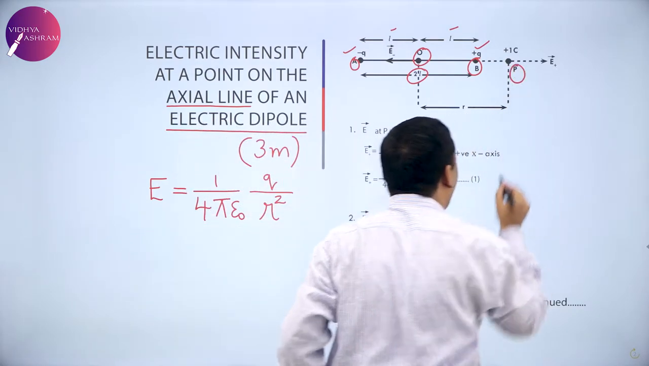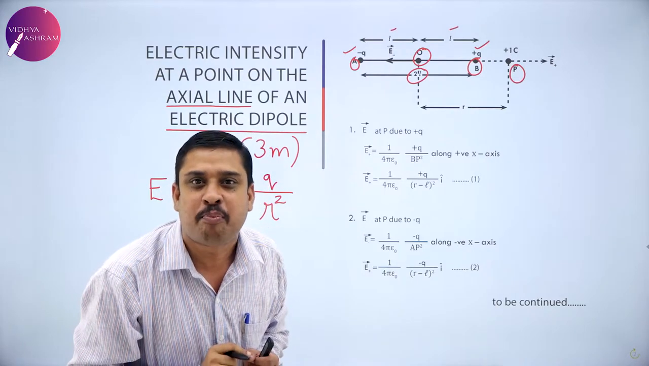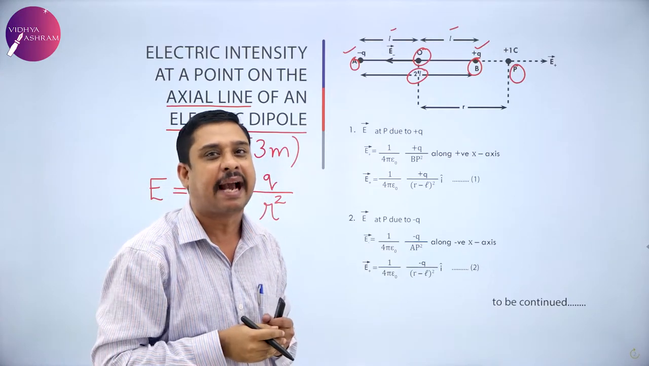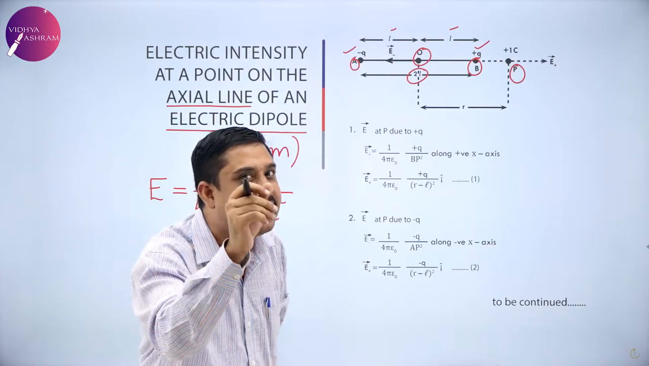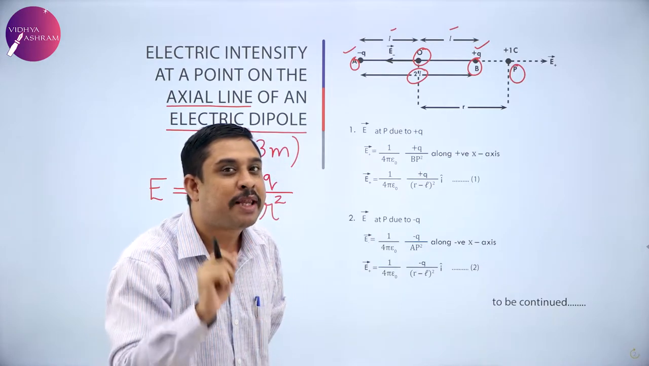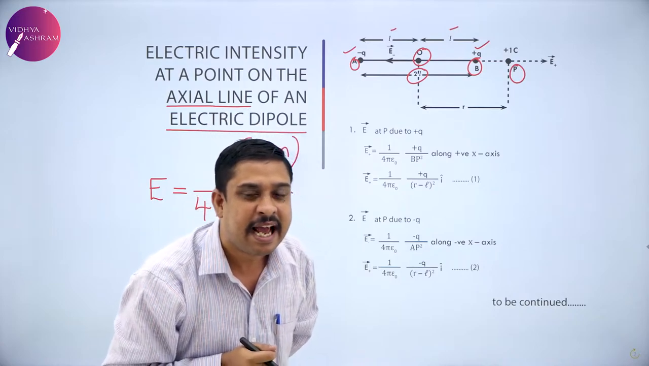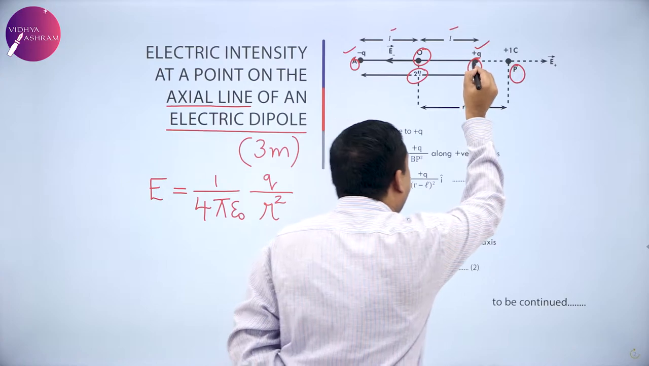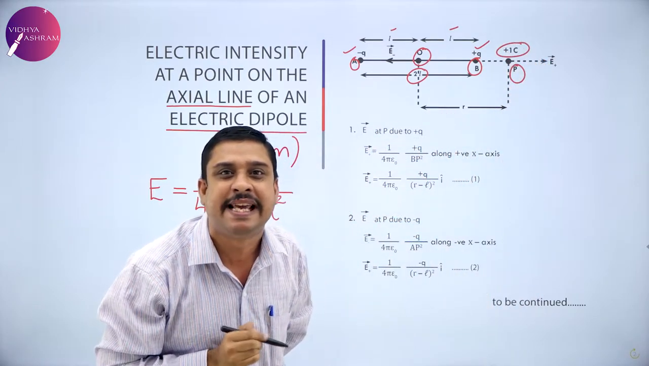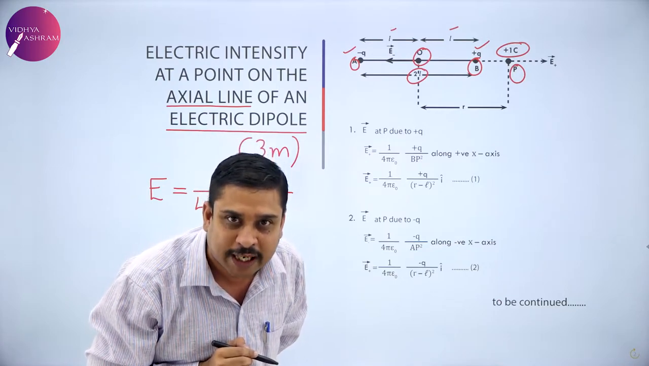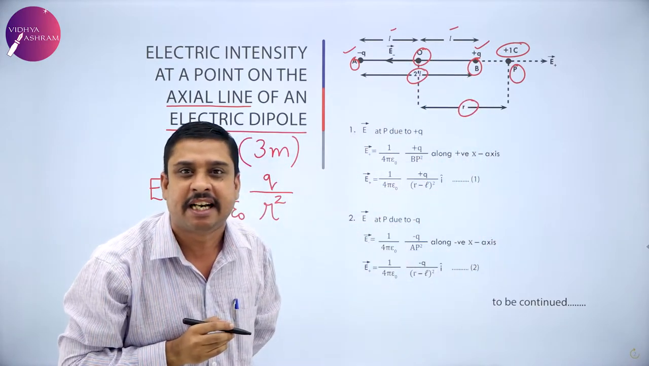Therefore, I consider a point P on the axis of the dipole. P is the axial point. P is a point on the axis. Now, my dear students, I am calculating the electric intensity at the point P. So, at the point P, how do I test the intensity? I place the test charge. And what did I consider as the test charge? The unit positive charge. So at this point, where I am calculating the intensity, I place a unit positive charge, a charge of plus 1 coulomb. And the distance between the unit positive charge and the geometrical center is R.